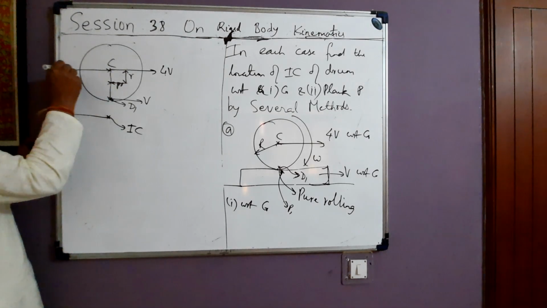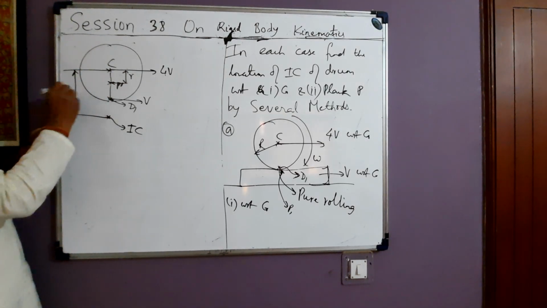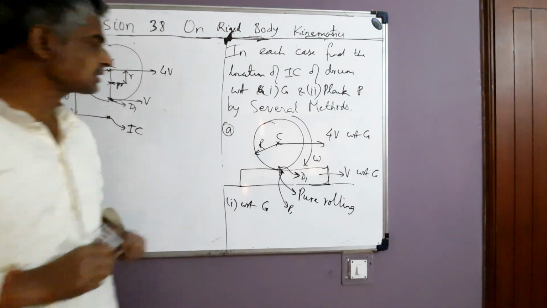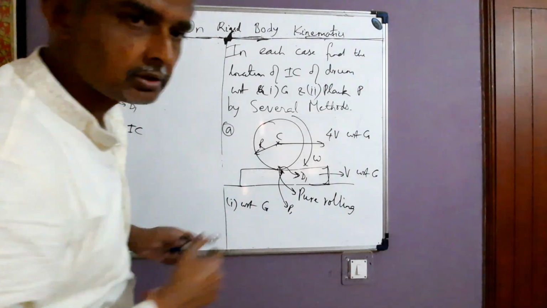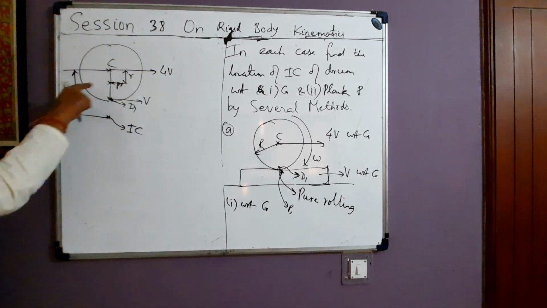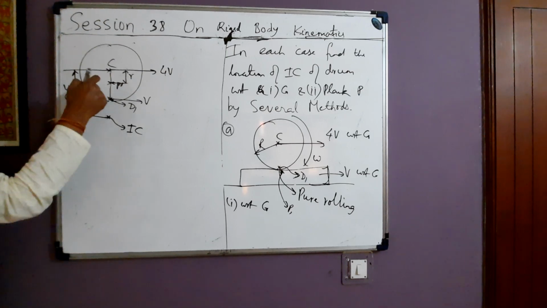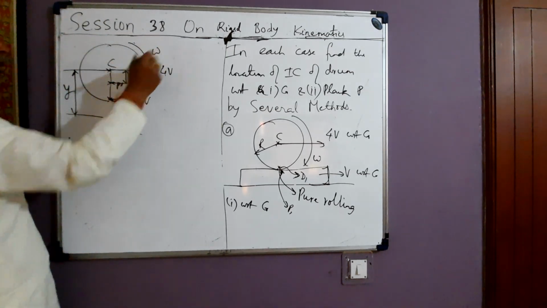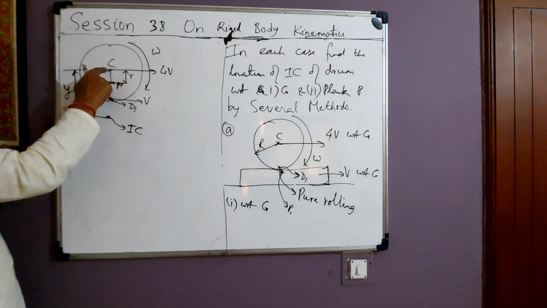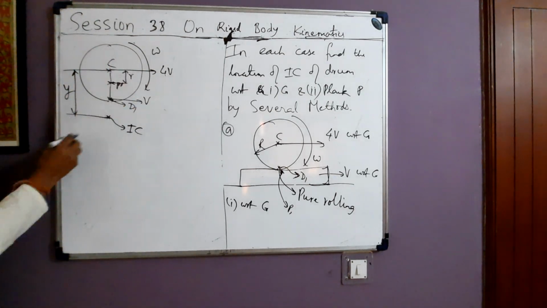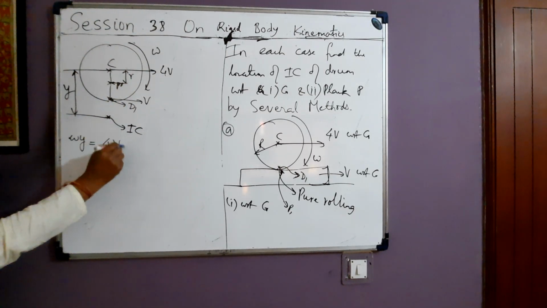Now we have to find the distance of the IC from center C of the drum. Let us call it Y, say. Now we can evaluate Y in several ways. For example, we can do this. What is the distance of center C from IC? Y. The angular speed of the drum with respect to ground is omega. From the IC concept, speed of center C is equal to 4V, that is equal to omega Y. So omega Y is equal to 4V.